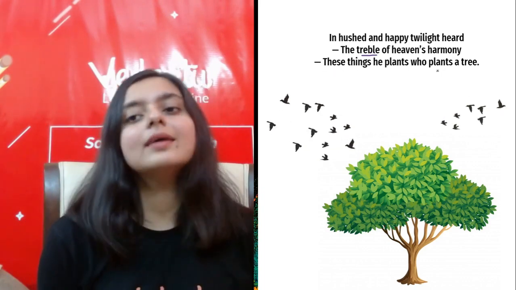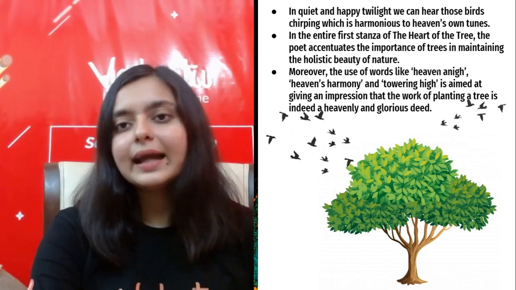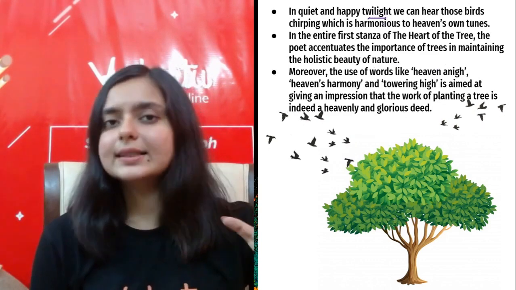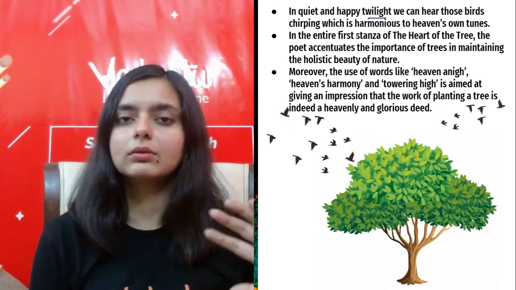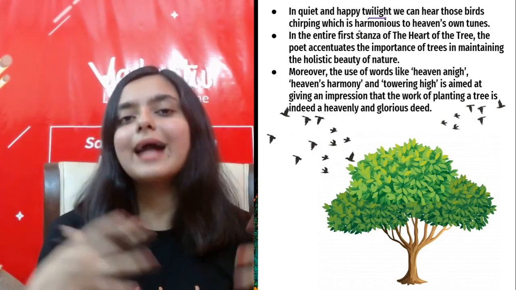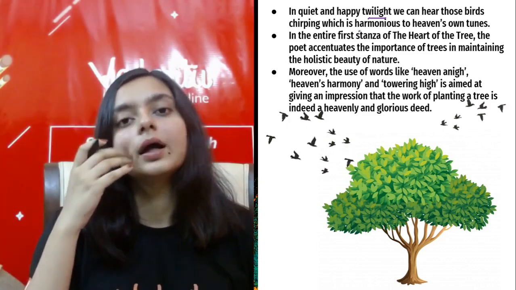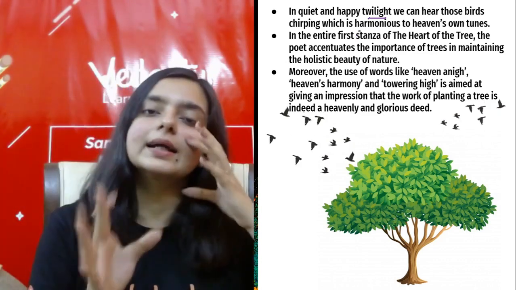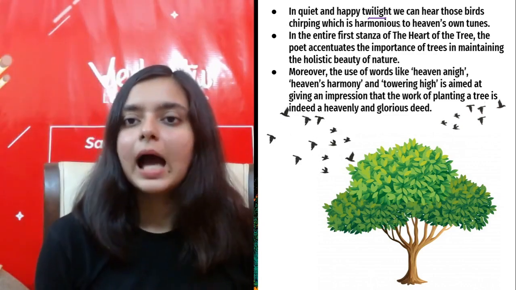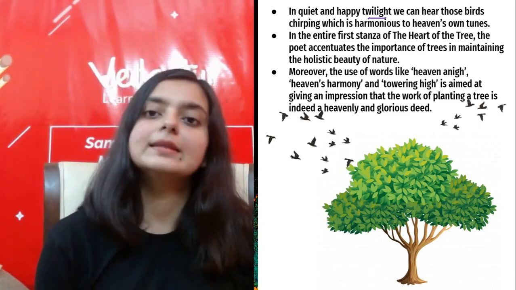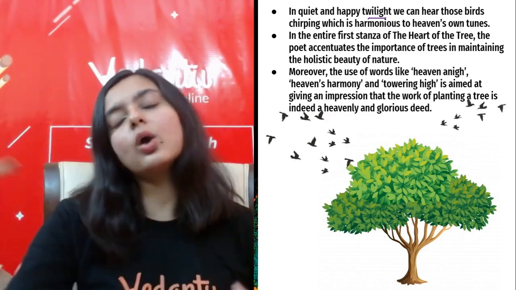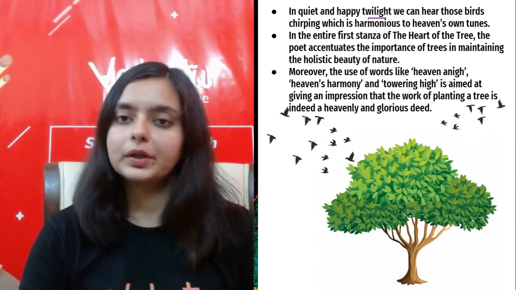These things he plants who plants a tree. In the quiet and happy twilight, just when the sun sets, it's a period of transition before the night falls, basically the interval between night and day. That's twilight. So we hear those birds chirping, which is harmonious to heaven's own tune. It is in sync with heaven's own tune.